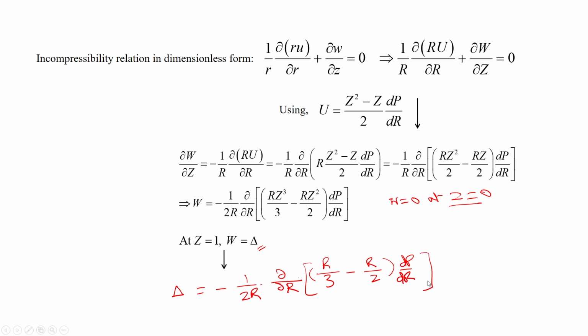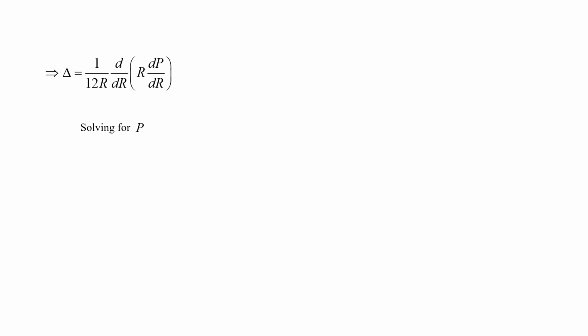So, now this is 1 by 6 minus 3 by 6, so I will write it as 1 by 12 r del by del r. This is r, and d by dr is fine, because p is a function of only r now, dp by dr. So, we get it like this. This equation now we can solve with respect to p. So, let us do that.